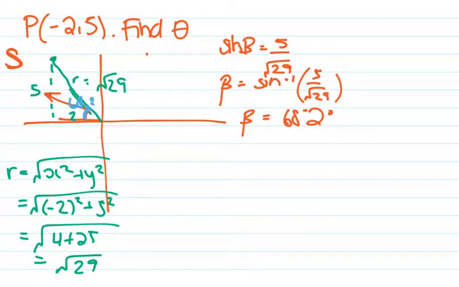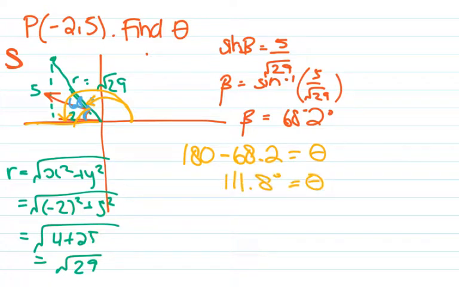Now I need to find the principal angle, which starts at the x-axis and goes to here. I know that if I kept on going all the way, that would be 180. So if I go 180 minus 68.2, that will give me angle theta. So if you do that, that's 111.8.